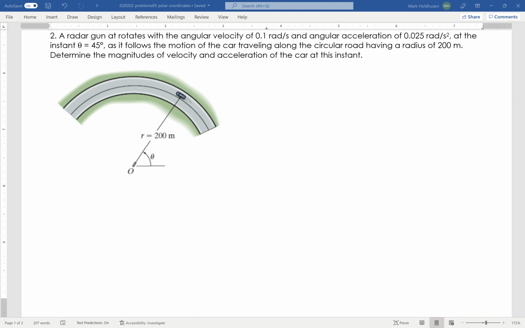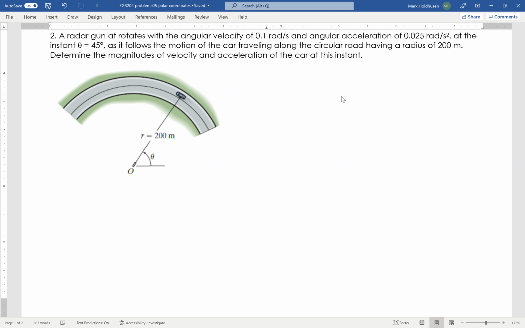Okay, I've got a radar gun that I know is rotating as it's following the car with an angular velocity of 0.1 and angular acceleration of 0.025 radians per second squared. When I'm at 45 degrees, that's pretty much shown here. As it follows the motion of the car along, I have a radius of 200. I want to find the velocity and acceleration of the car.